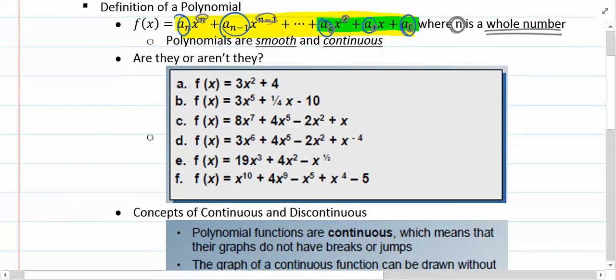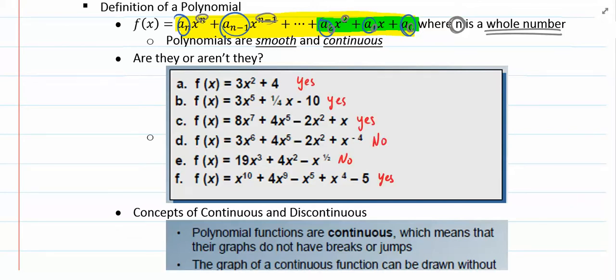Try to decide whether or not a through f are polynomials. I'm going to pause the recording, and I encourage you to try these on your own. Check your answers with mine in just a moment. And here we go with the solutions. Option A, yes, this is a polynomial. We have coefficients, a constant term, and an exponent that is positive and no decimals. That's a whole number. Same thing occurs down here in part B.